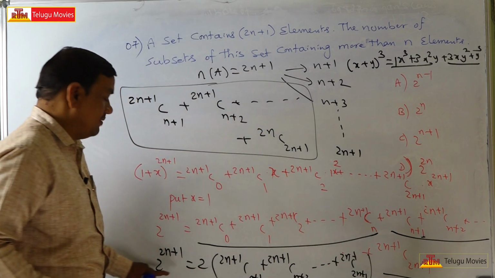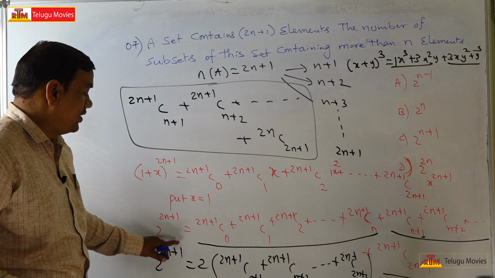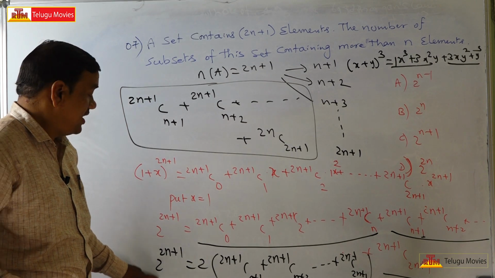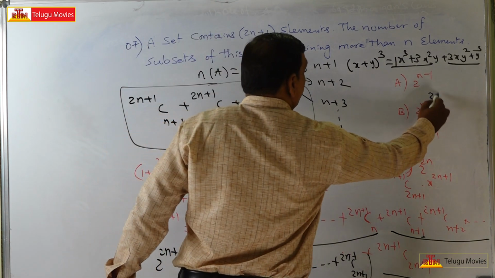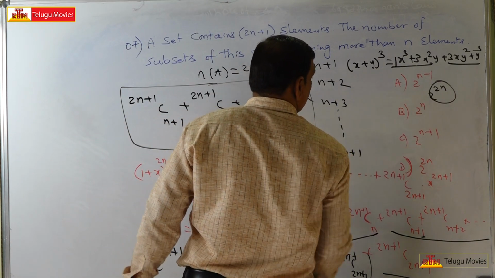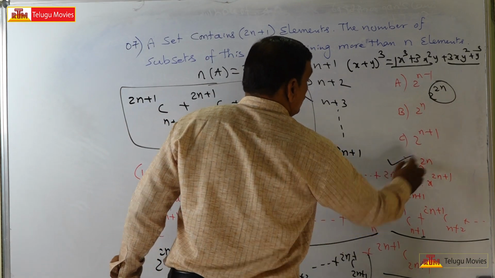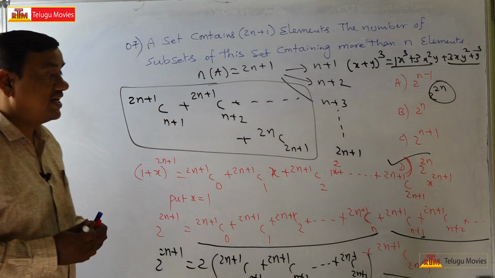So if you come to this side, 2 power 2n plus 1 by 2, a power m by a power n, so 2 will get cancelled, and you will get 2 to the power of 2n as the number of subsets. So this is equal to 2 to the power of 2n. Option D is the right answer.